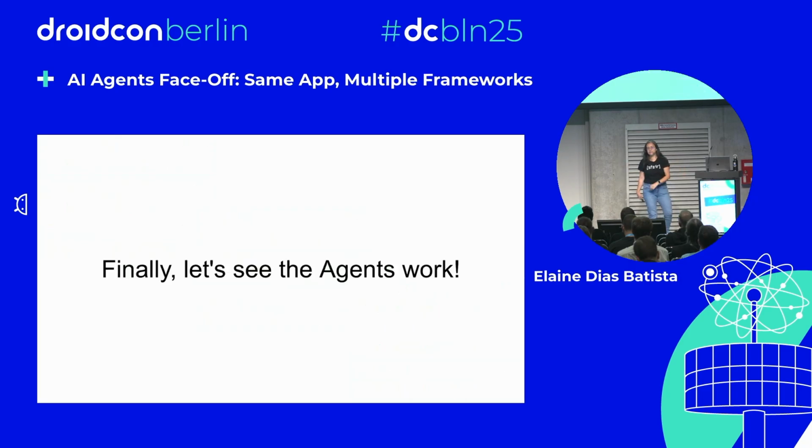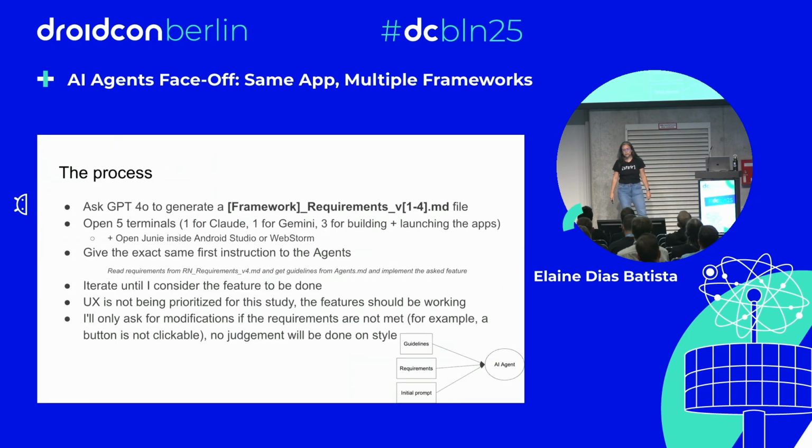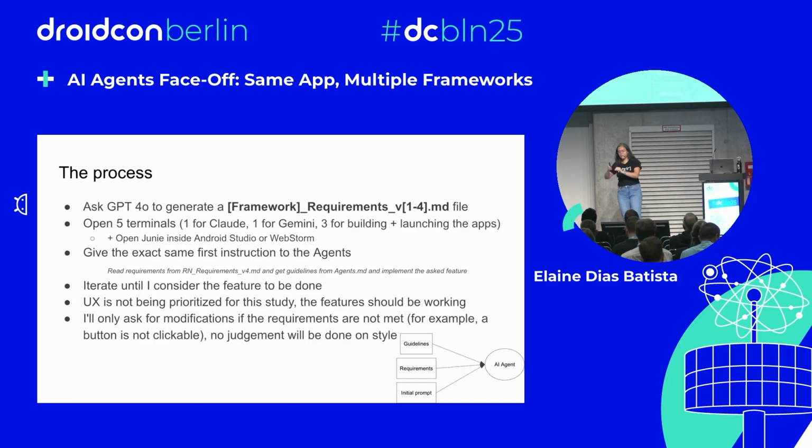But finally, let's see the agents work. As I said, the process is that I was giving guidelines, requirements, and exactly the same initial prompt: read requirements from this file, get guidelines from this file, and implement it. I gave it to the AI agent.